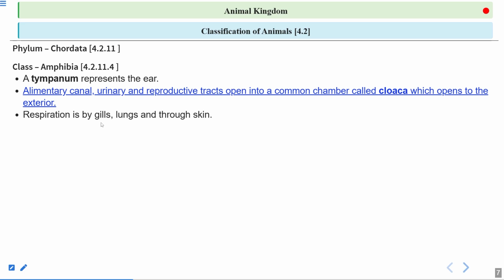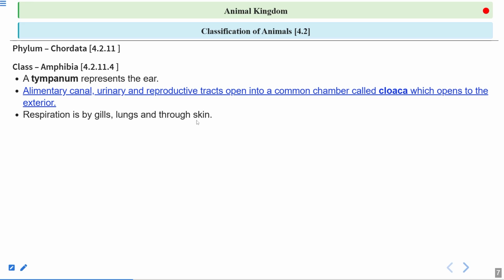If we take an example of a frog, then when the frog is in the larval stage, the gills are there for the exchange of gases, right? But when this larva, the tadpole, transforms into the adult frog, there is a development of the lung. Okay? The main respiratory organ becomes the lung.